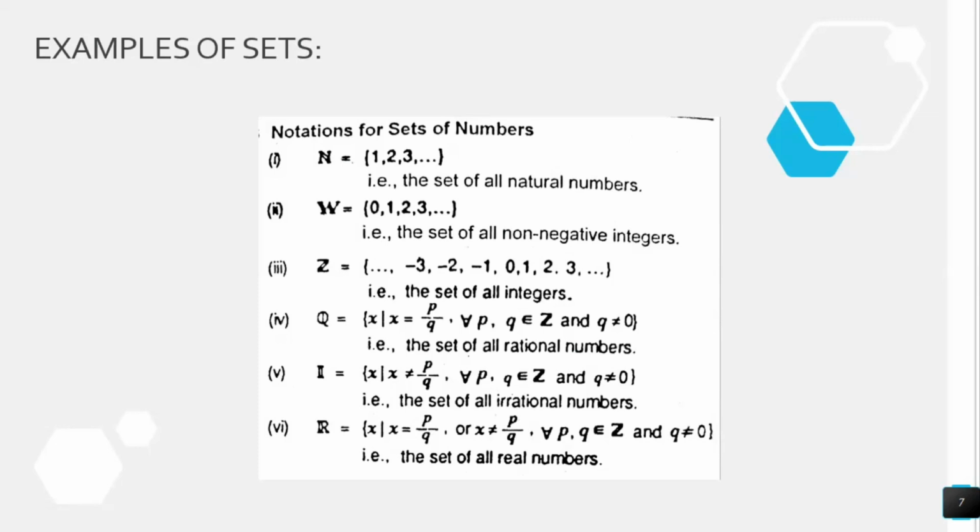And here is the set of real numbers. X should be in the form of P upon Q, or X should not be in the form of P upon Q, and P and Q belong to integers, and Q should not be equal to 0.